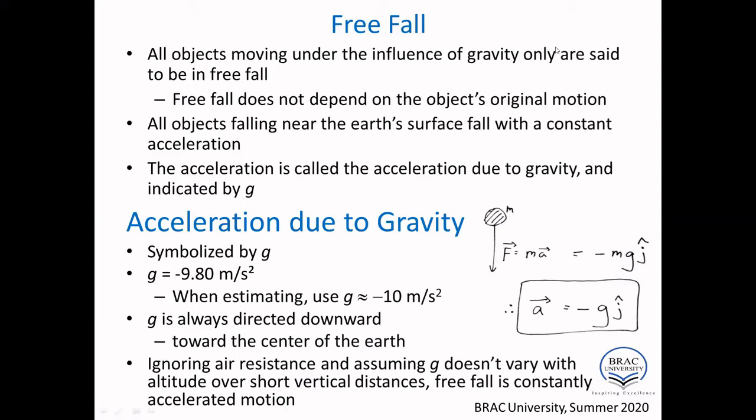If we drop the object or if we throw the object, all objects falling near the earth's surface fall with a constant acceleration, as I discussed here. The acceleration is called acceleration due to gravity and denoted by small letter g. Now, acceleration due to gravity.